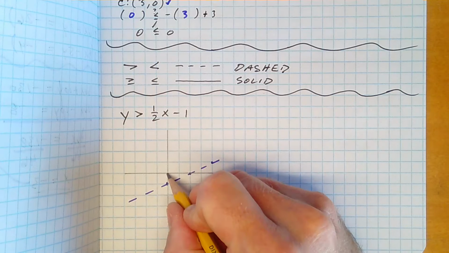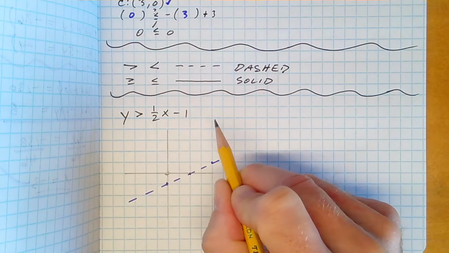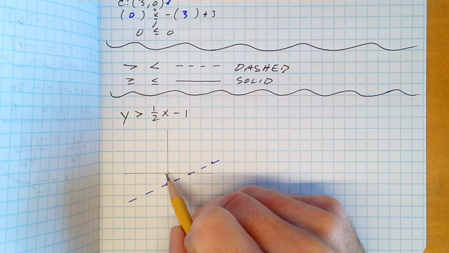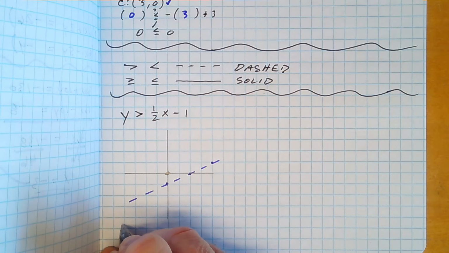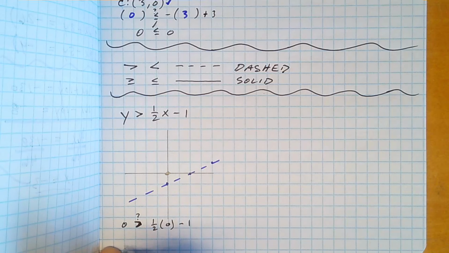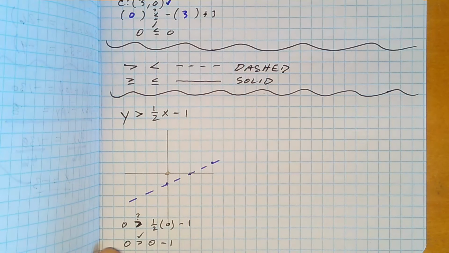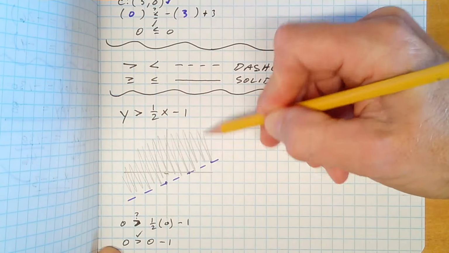I always like to pick the point 0, 0 if possible. And I'm going to check this point. If this point is a solution, then all of the points on that side are solutions. If it's not a solution, then none of the points are solutions. So I'm going to plug in 0, 0 to this. Is 0 greater than 1/2 times 0 minus 1? And you can see I picked 0, 0 because it's easy to do the calculation. Is 0 greater than negative 1? Yes, that is true. So since this point is above the line, I'm going to shade right here above the line.